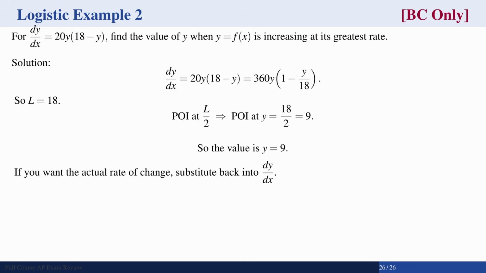It's also a good question that they could ask and sometimes do: what's the actual rate of change at that point? All we have to do is take y equals 9 and plug it back into the differential equation, and we get dy dx when y is 9 is 20 times 9 times 18 minus 9, which is 81 times 20, or 1620. So that's what we got for unit 7. Let's move on to unit 8.